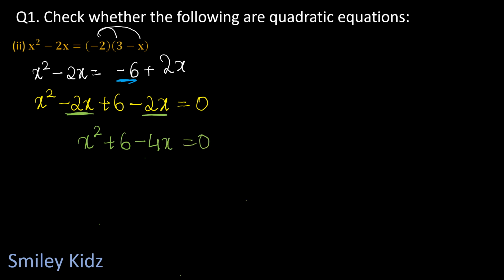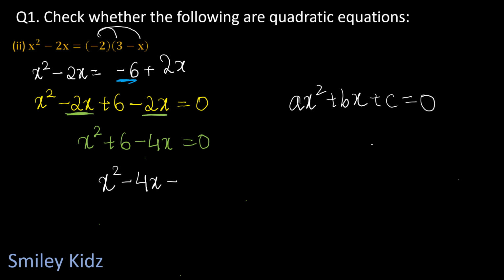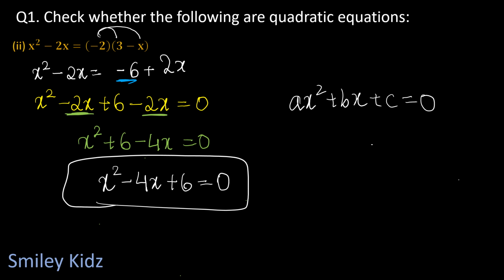And upon writing it in the form ax squared plus bx plus c is equal to 0, we get x squared minus 4x plus 6 is equal to 0. So this is what we have arrived at. And well, is this a quadratic equation? Yes, it is, because its highest power is 2. Hence, the given equation is a quadratic equation.